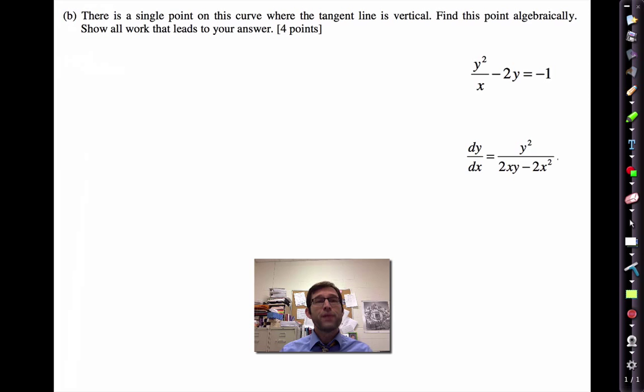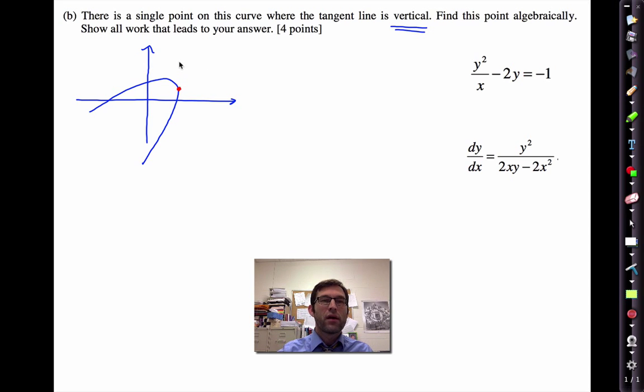Okay, letter B. There is a single point on this curve where the tangent line is vertical. All right, let's envision something like that. You know what I could envision is like a parabola that's maybe tilted like this. Do you know what I mean? Because then there might be this one point where if we drew in the tangent line, it would be vertical. We're supposed to find this point algebraically.